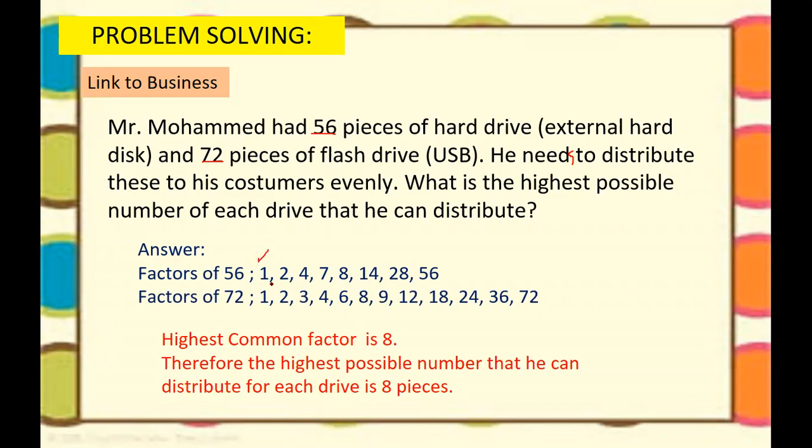Then find the common factors first. 1 and 1, 2 and 2. There's no 4. There is 4. 7, no, there is 8. 14, 28, 56. That's it. So from the common factors of 56 and 72, which one is the highest? It's 8. So therefore, the highest common factor of 56 and 72 is 8. Therefore, the highest possible number he can distribute for each drive is 8 pieces.